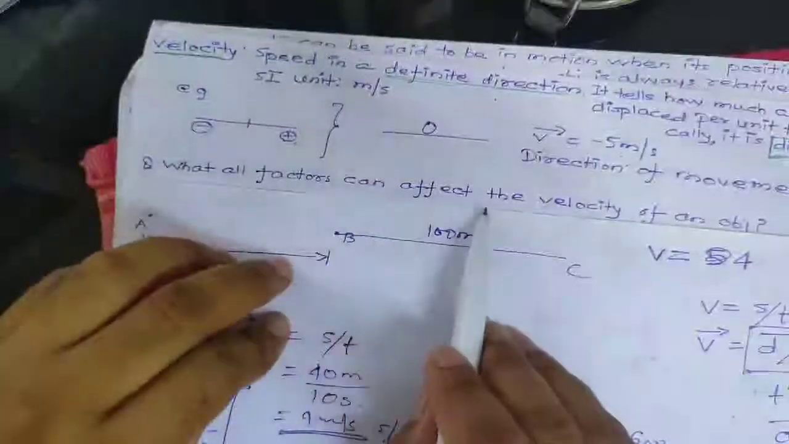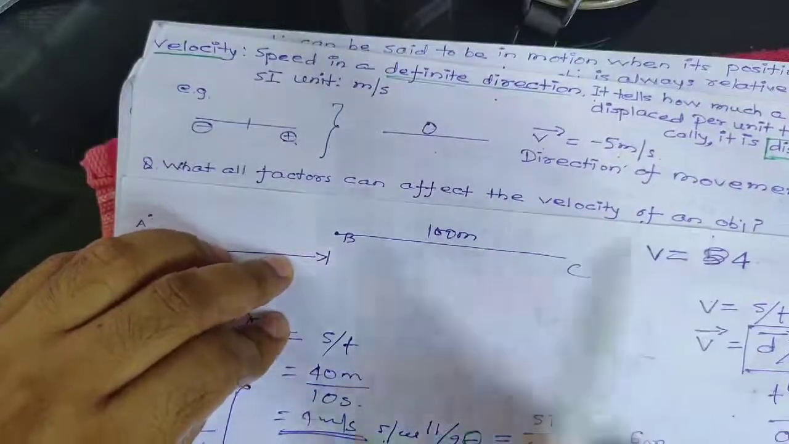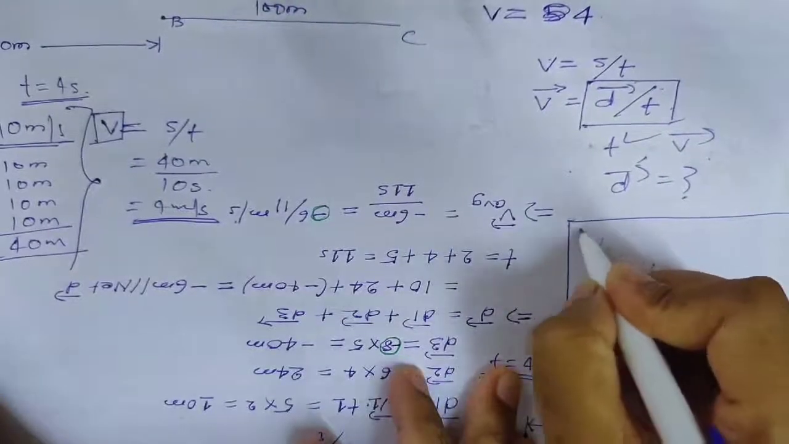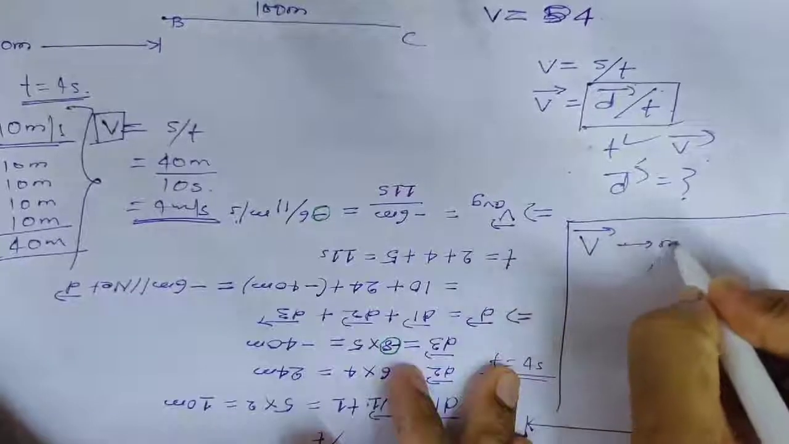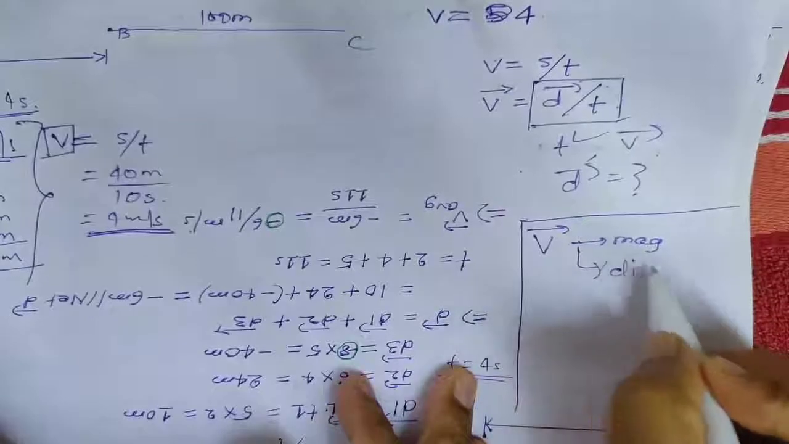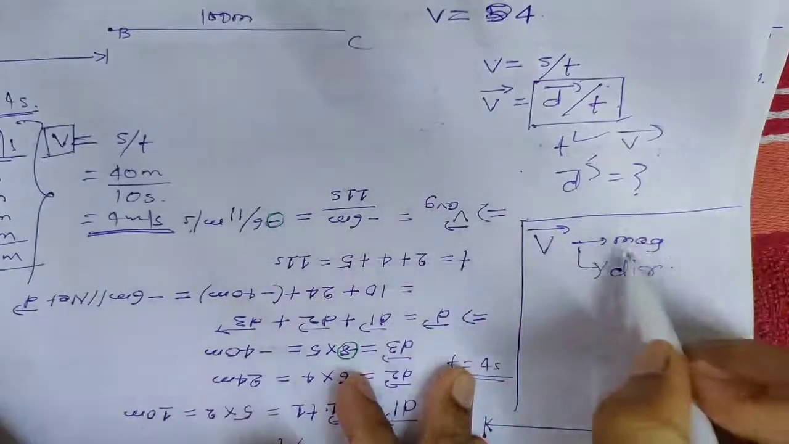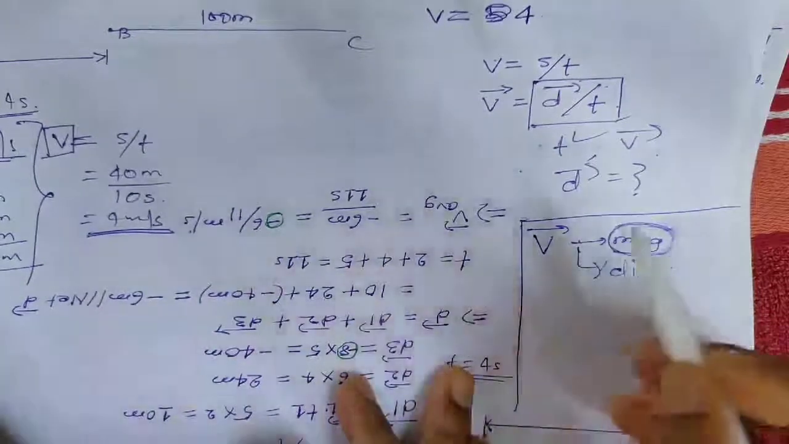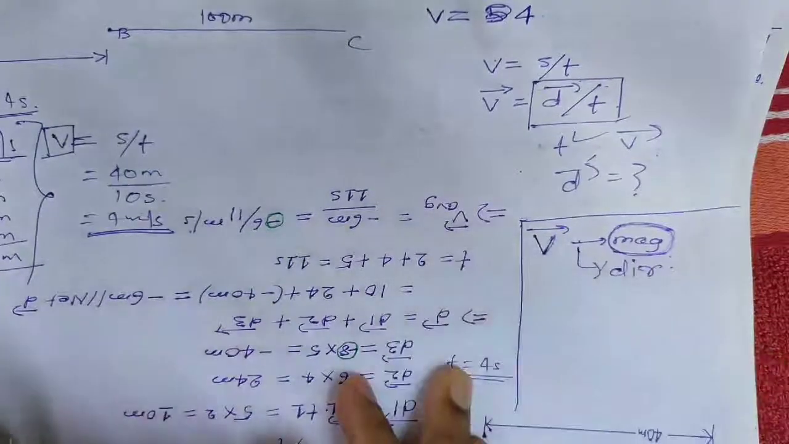So now I'm going to ask a question to you. What all factors can affect the velocity of an object? Can you tell me? See, velocity is a vector quantity, right guys? So we know that a vector quantity has magnitude and direction. So now what do you think? If I bring a change in the magnitude, it will bring a change in the vector. It is as simple as that.